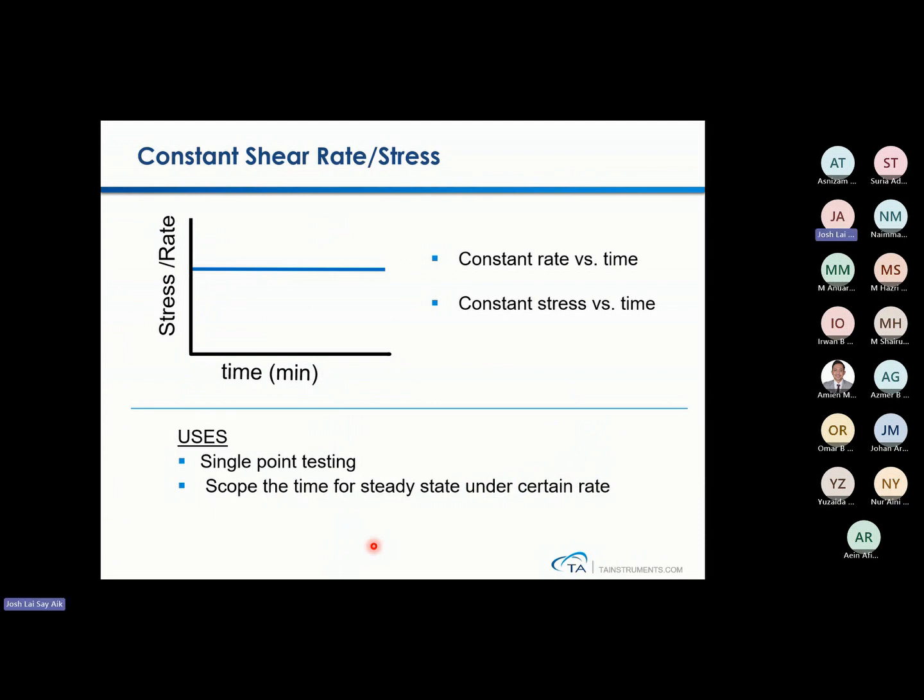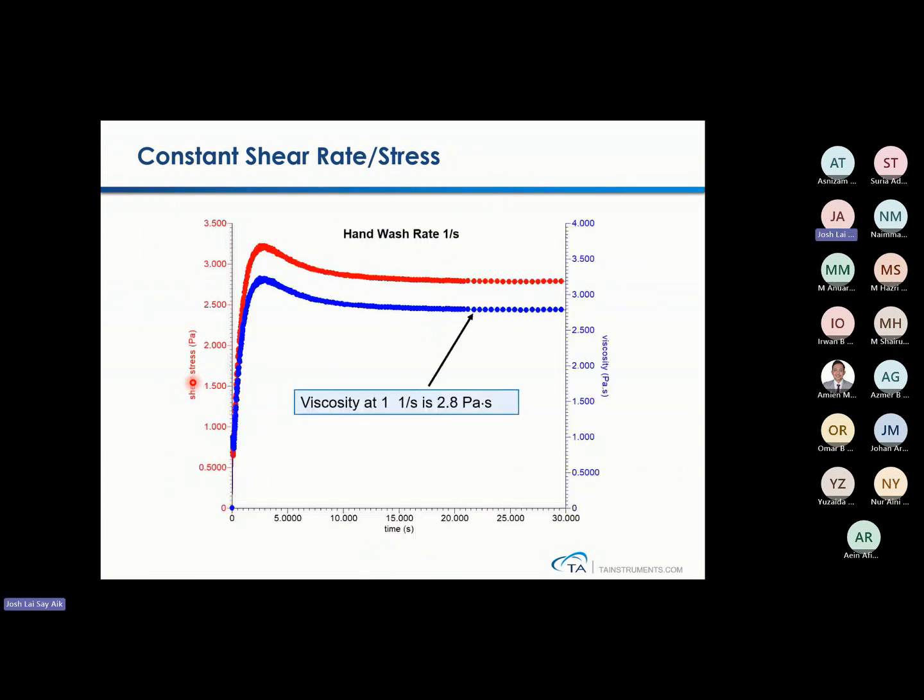So what is constant shear rate? This is a single point test. You just want to know the viscosity at this particular shear rate. So you can use this constant shear rate or shear stress, like this hand wash. So just do a shear rate at 1. I only want to know the viscosity of my sample. So you can go for this very simple constant shear stress or shear rate. So this is typically 2.8 Pascal seconds.